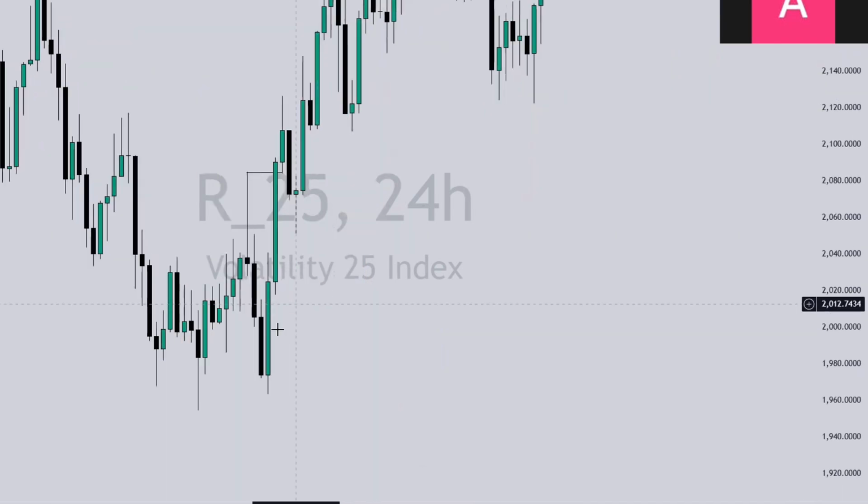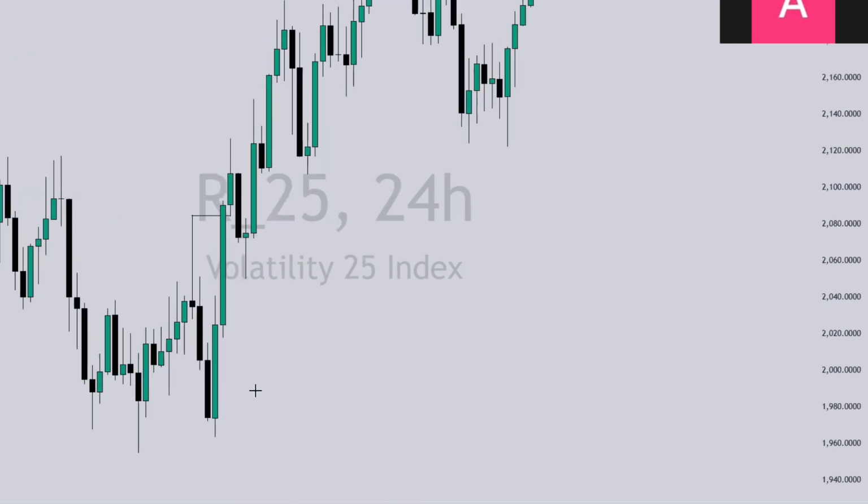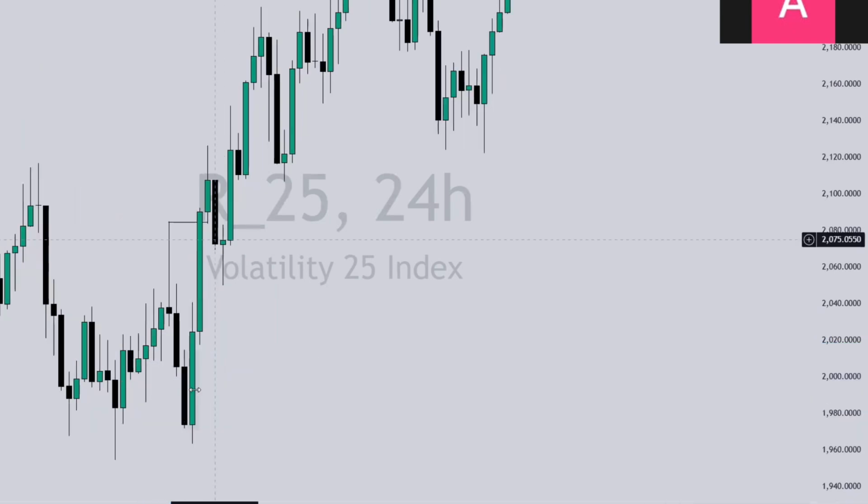So when we talk about sponsored candle, it's just the last down candle before an up move or the last up candle before a down move. So this is an up move, a movement to the upside. So where is the last down candle? This is the last down candle. This particular black candle is our last down candle before this particular up move.